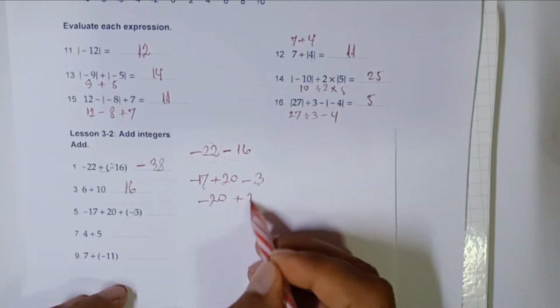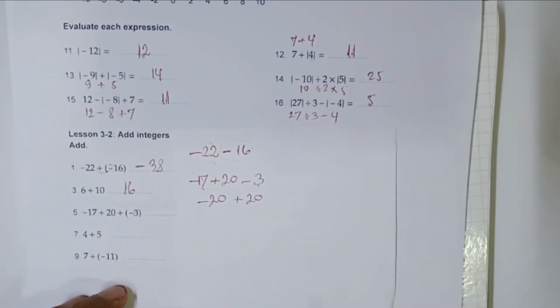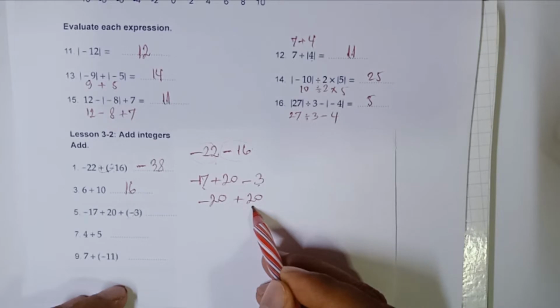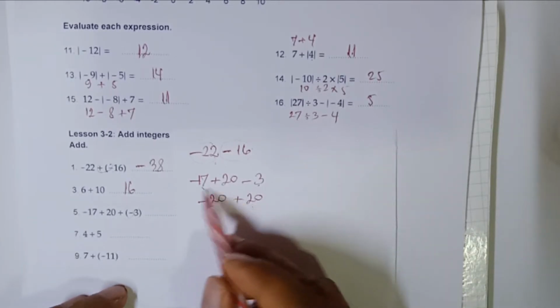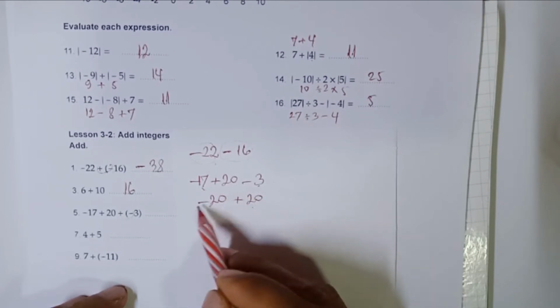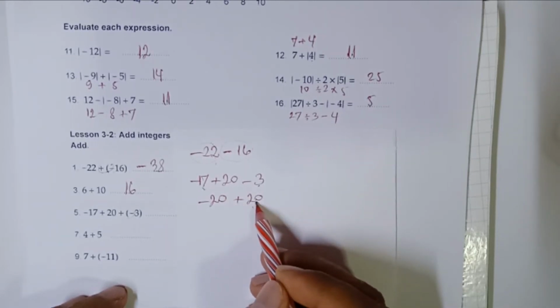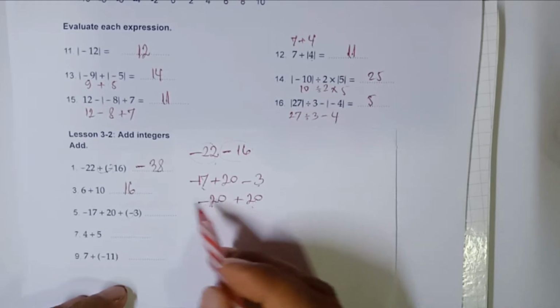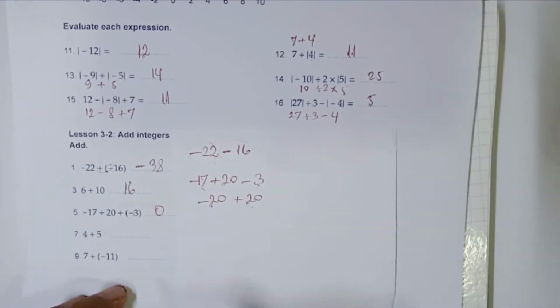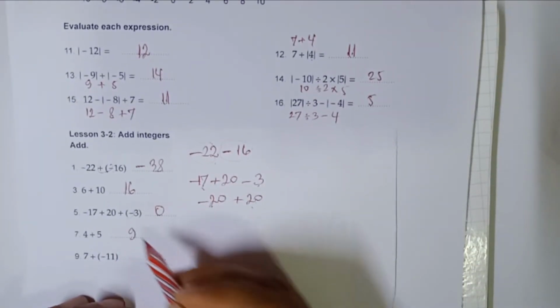Then you plus 20. So it seems like you have 20, and then you borrowed somebody $20. Right now you have 20, you need to pay them back. So 20 minus 20 becomes 0. 4 plus 5 is 9, of course.